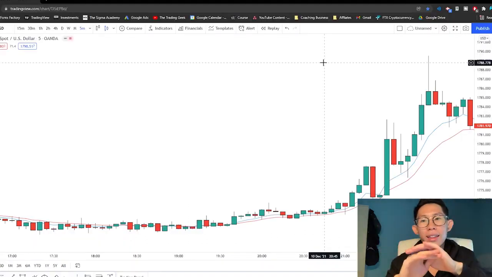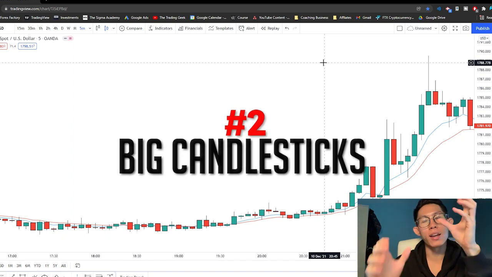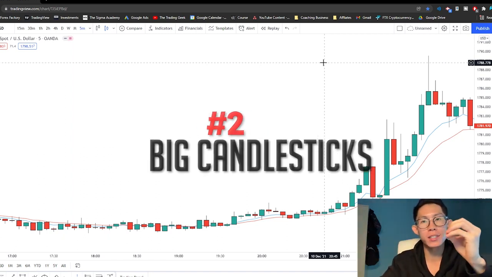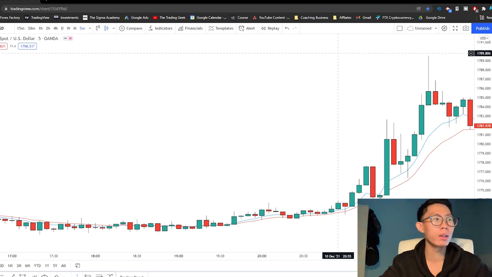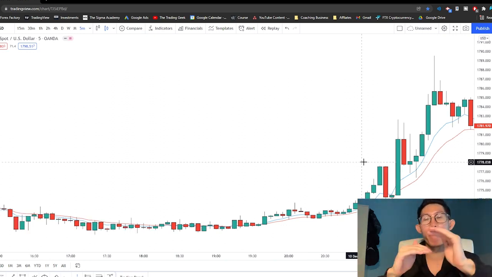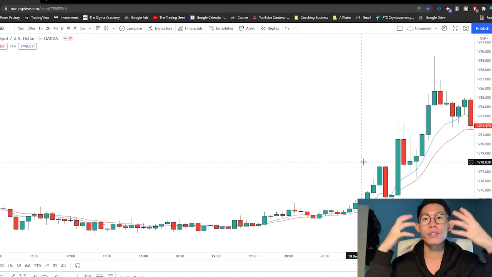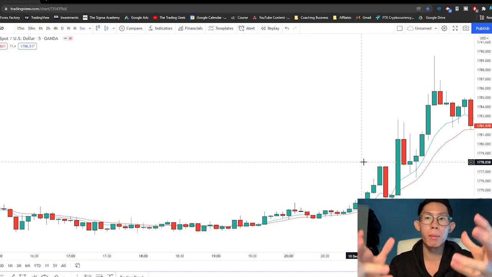The key to this entire strategy is big fat candlesticks. You want to look for these big fat candlesticks and then you get in, alright? And the bigger the candlesticks, the better, because that means there is a lot of pressure. There is a lot of selling or buying pressure in the market.